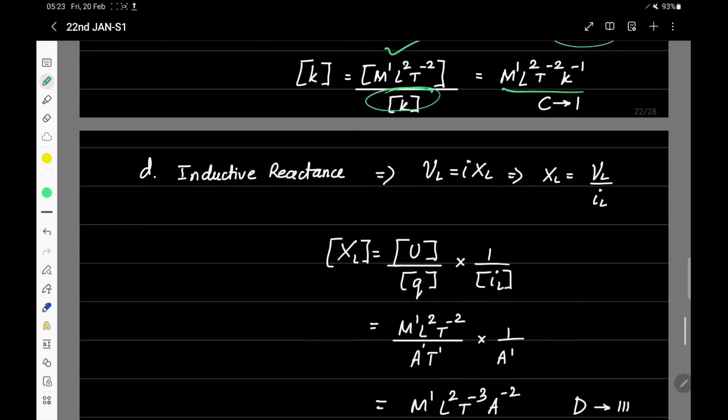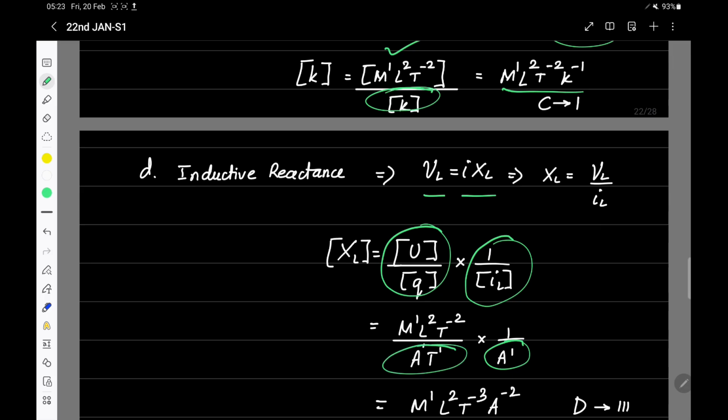Finally, inductive reactance. Remember, voltage across an inductor is current times inductive reactance. So inductive reactance has the dimension of voltage divided by current. Now voltage has the dimension of potential energy per unit charge, and current is a fundamental quantity, so its dimension is A^1. The dimension of potential energy is the same as work, M^1 L^2 T^-2. Dimension of charge is current times time, so A^1 T^1.